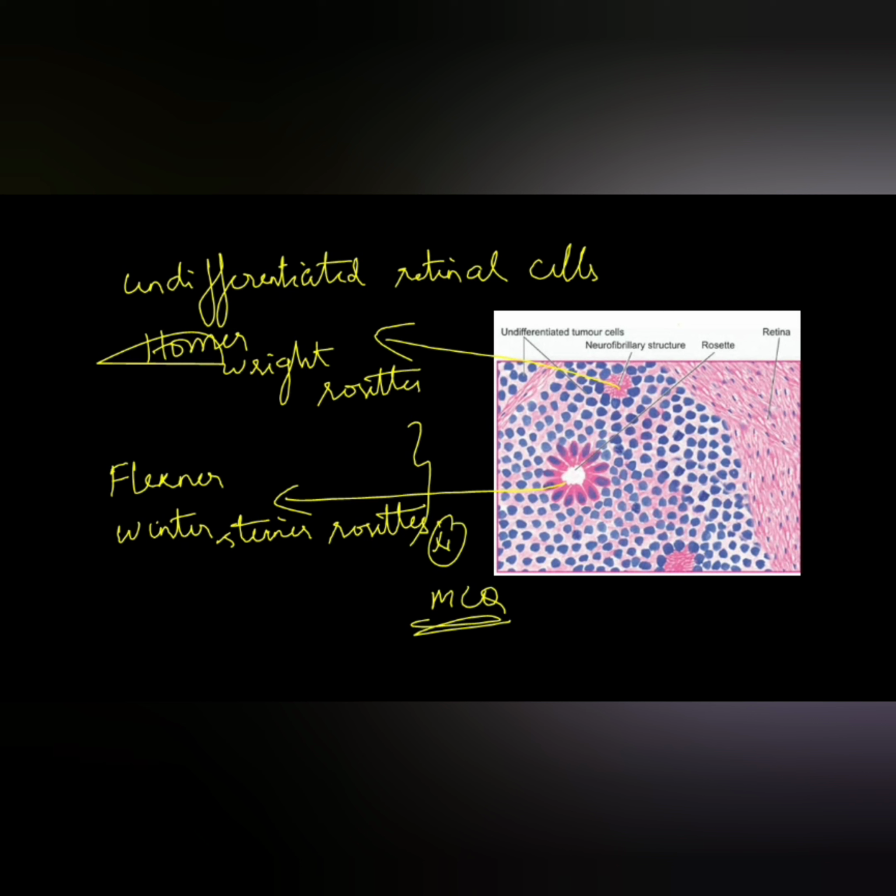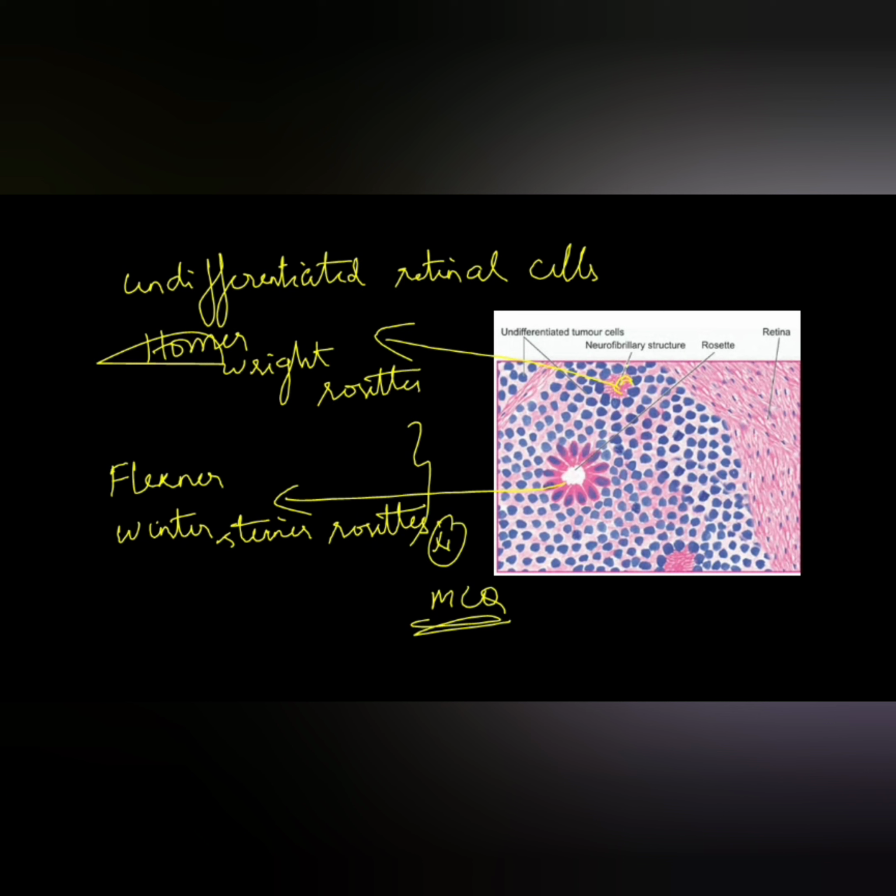When you see over here, what you can see in the center is called the neurofibrillary tangles. Around this you have the cells arranged radially. So the radial arrangement of the tumor cells around these neurofibrillary tangles is called the Homer Wright rosettes. Now these are the important findings.